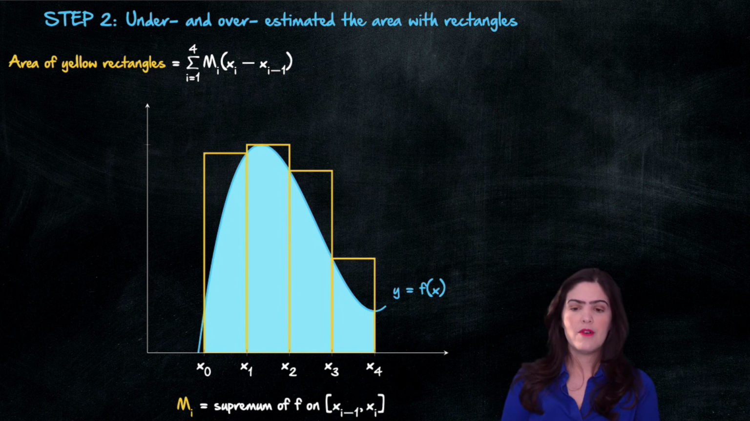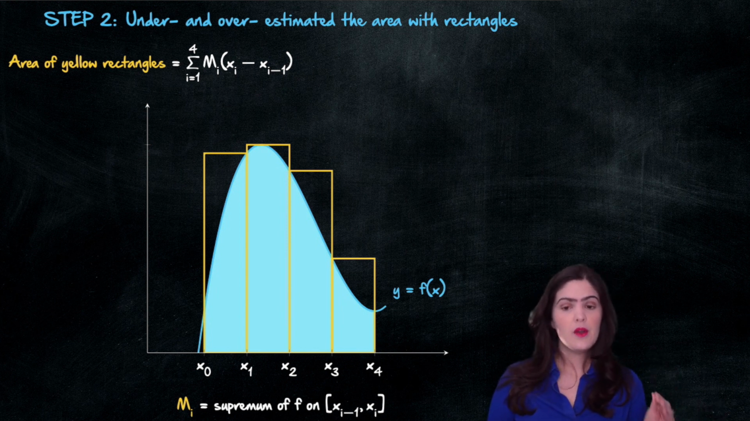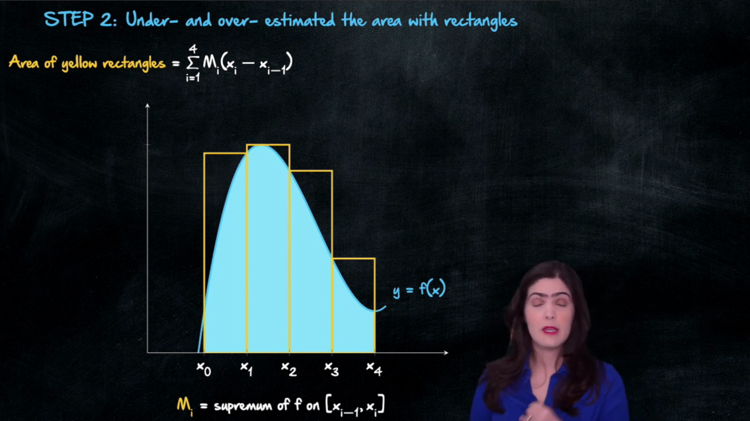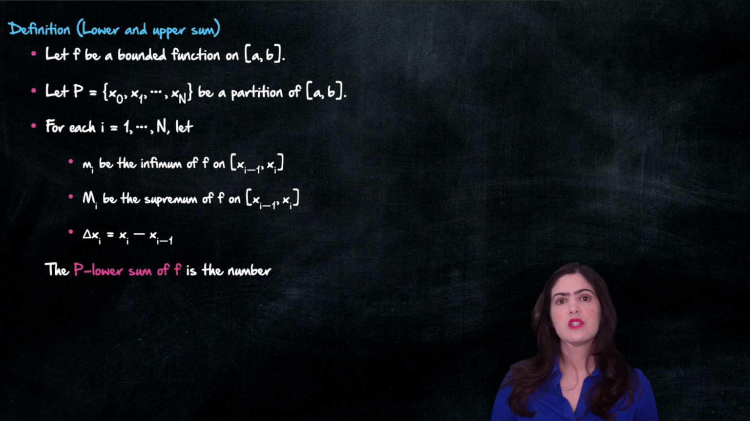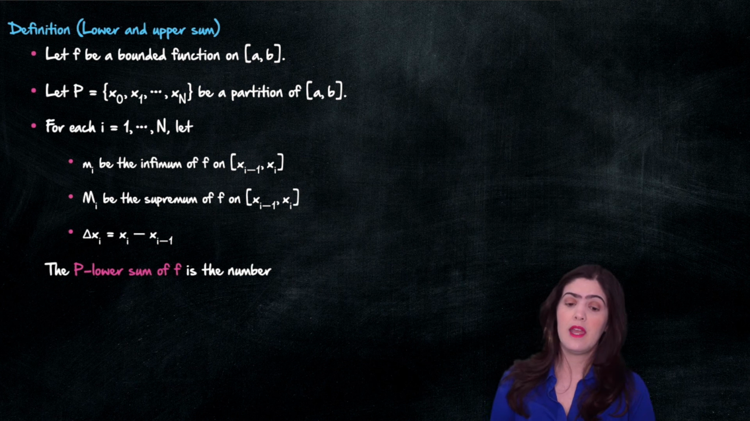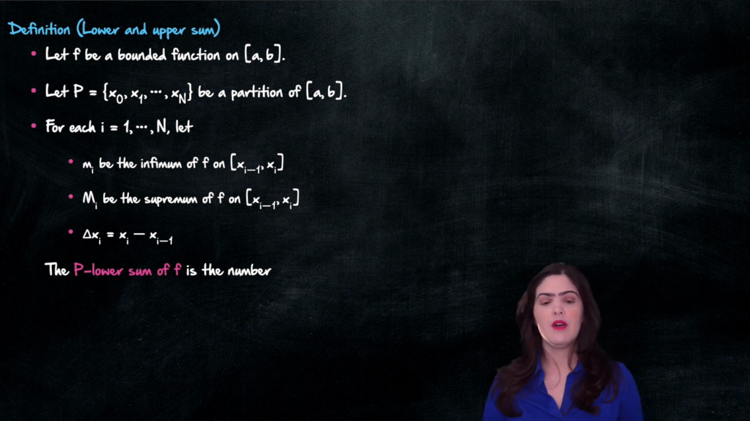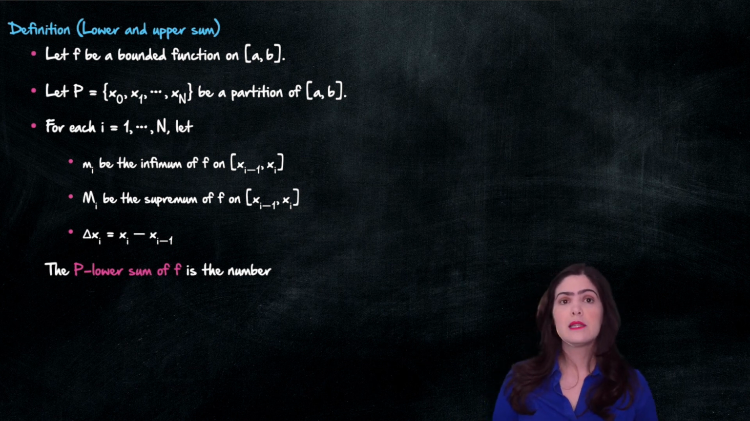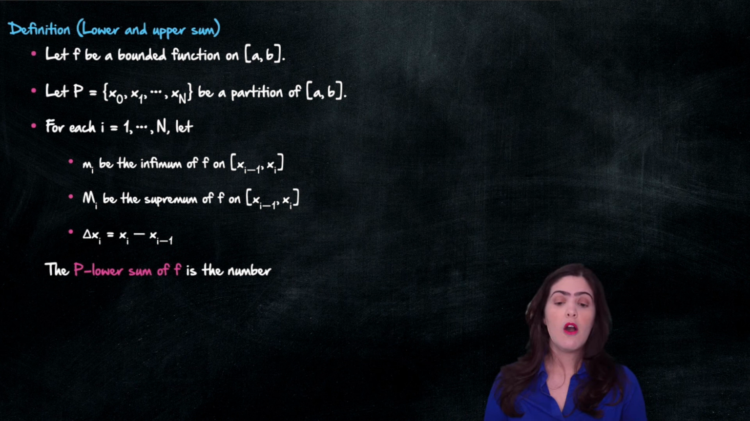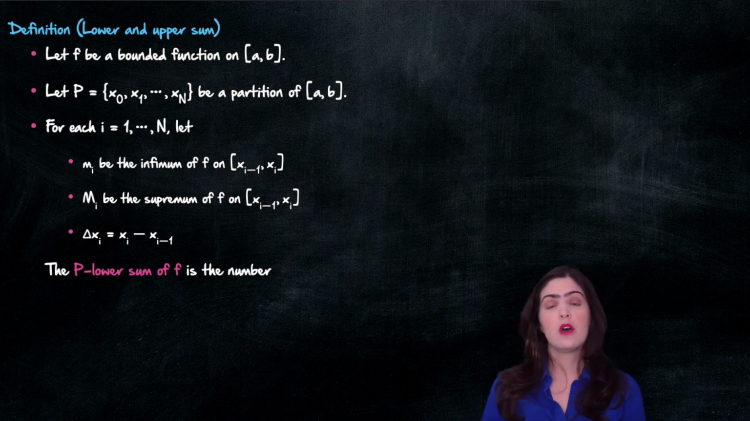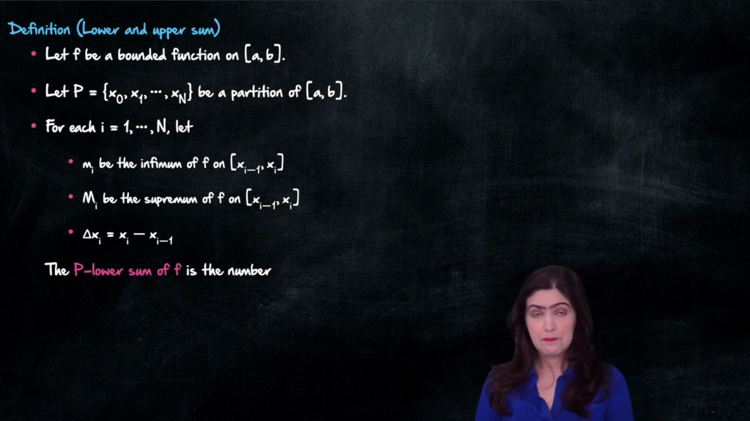Good. So now we have a way to underestimate the area with rectangles, and overestimate the area with rectangles. Now let's make it formal. So we're going to define what's called the lower and upper sum. So we have a function f that is bounded on the interval [a, b], and we pick a partition P of that interval. For each i from 1 to n, we're going to define little m_i to be the infimum of f on the interval from x_{i-1} to x_i, and big M_i is going to be the supremum of the function on the interval from x_{i-1} to x_i.